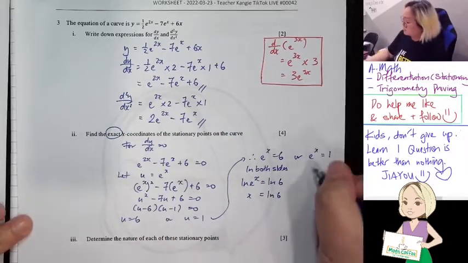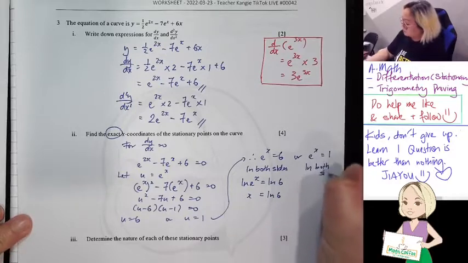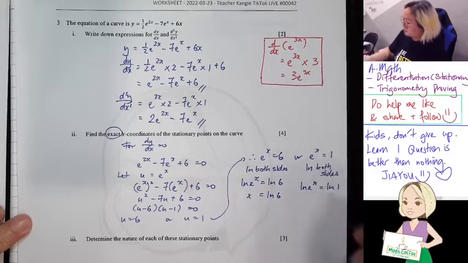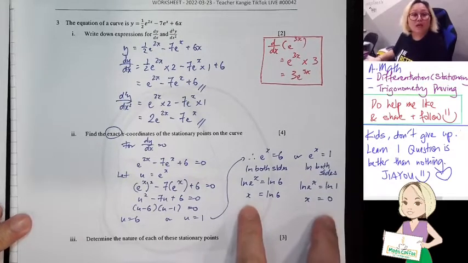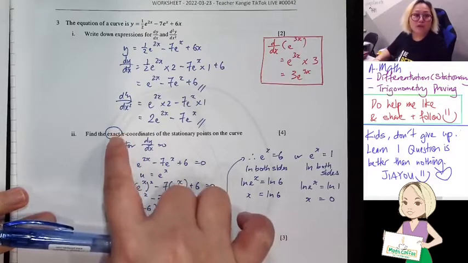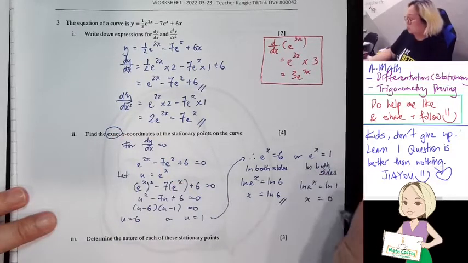Over here, same thing. So I'm going to do ln both sides as well. So it becomes ln e^x equals ln 1, and this one becomes x is equals to 0. So these will be the two stationary points. And they did not ask to find the coordinates. If they want coordinates, it means that I need to find the y coordinate as well. But for this question, they only want the exact x coordinate. So these two are the answer.